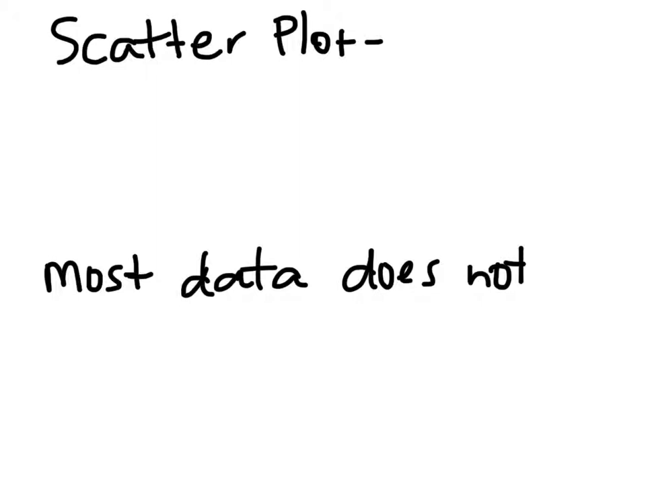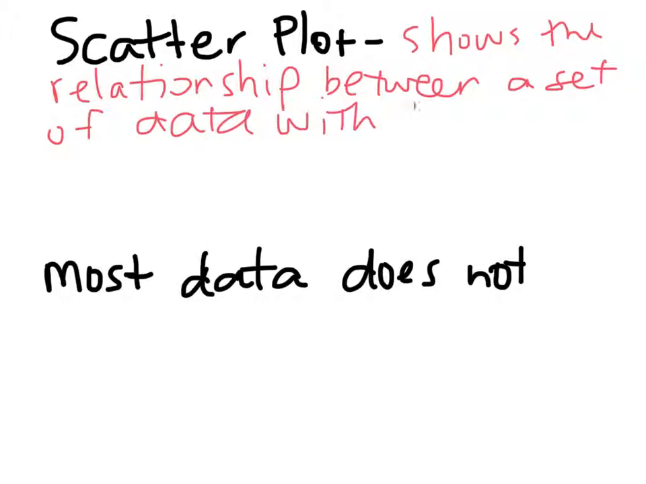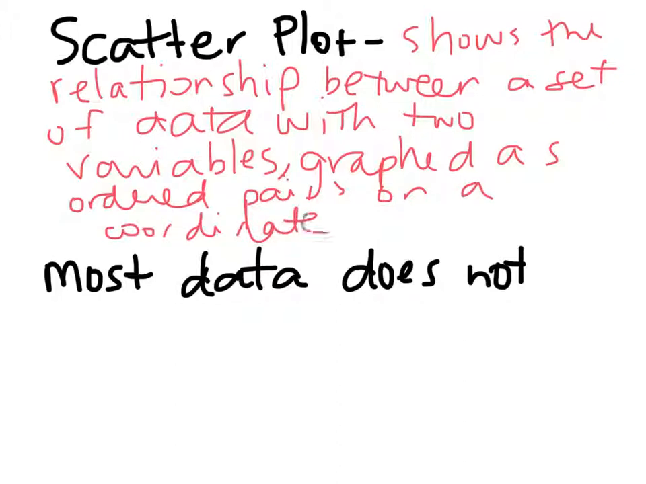So a scatter plot is something that shows the relationship between a set of data with two variables. And when we have two variables, we know that we graph them, so they are graphed as ordered pairs on a coordinate plane. So we take data that has two different variables.